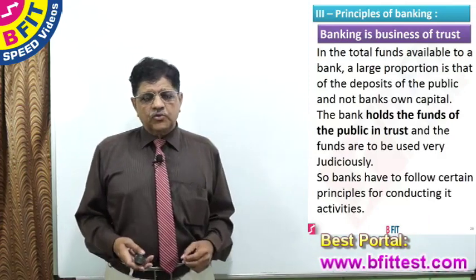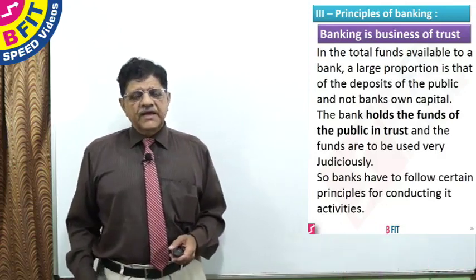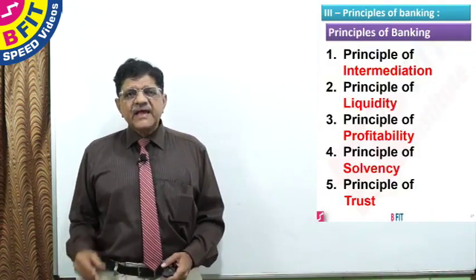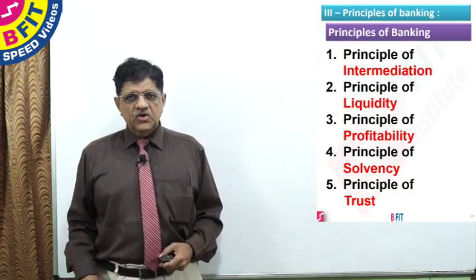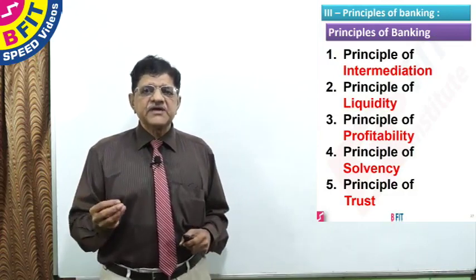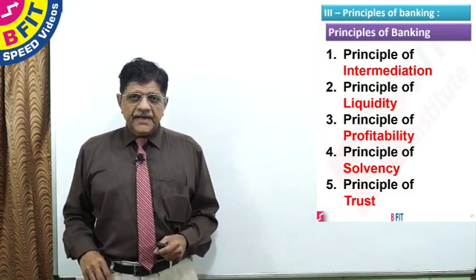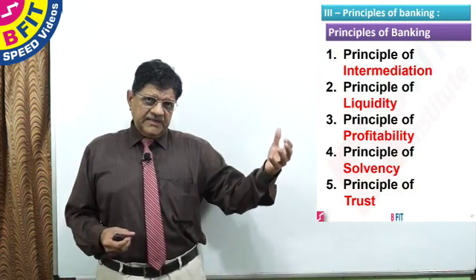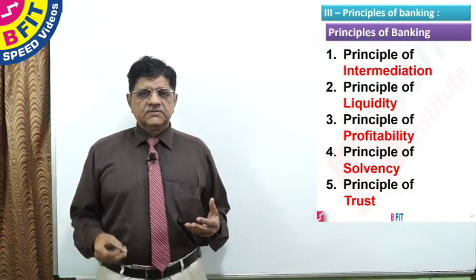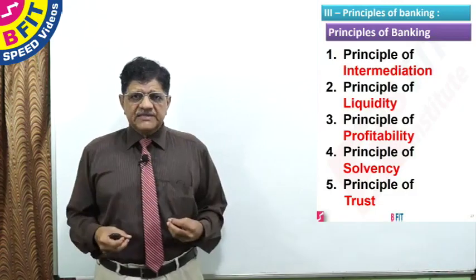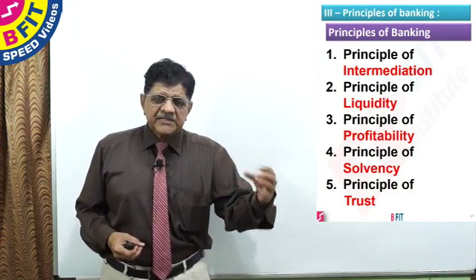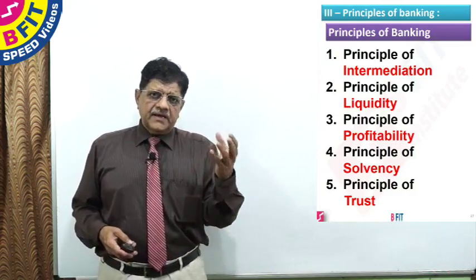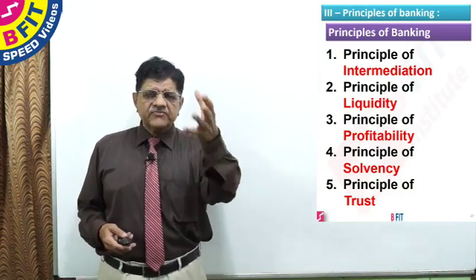So the banks have to follow certain basic principles in conducting their activities. Now let us look at what are the basic principles of banking. First is the principle of intermediation. Intermediation means a banker acts as a bridge between the depositors and the borrowers. Now for getting the money from the depositor, the bank incurs some expenditure by way of interest. It is called the cost of deposits, the average cost of deposits for the bank.